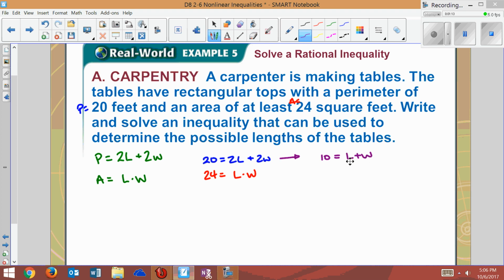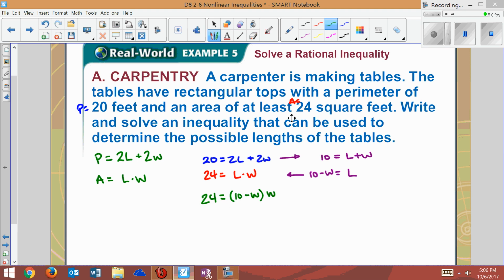So how can I use that to help me solve the equation? Well, I just substitute. If I want to get L by itself, I could rewrite this and say that L is equal to 10 minus W. And now I can substitute that into this equation. So let's do so. We have 24 equals, but instead of L, I'm going to say 10 minus W times W. Now there's my equation.